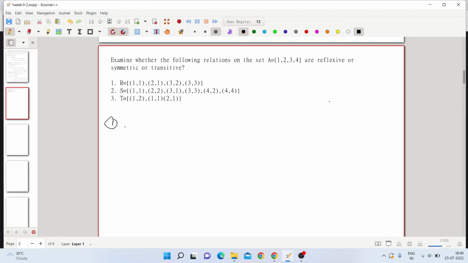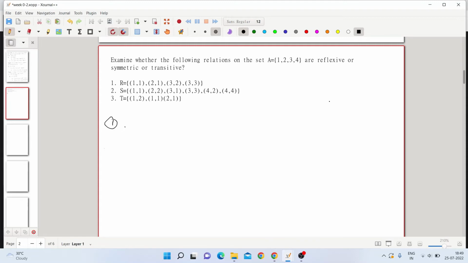Why is it not reflexive? For example, we can say (2,2) does not belong to R. And not symmetric, because (2,1) belongs to R, but (1,2) does not belong to R. Okay. Now let us go to the next problem, the second one.